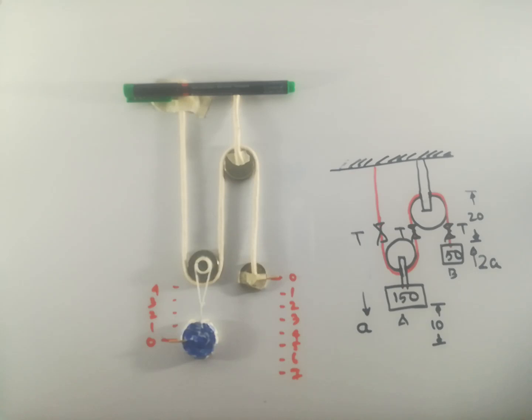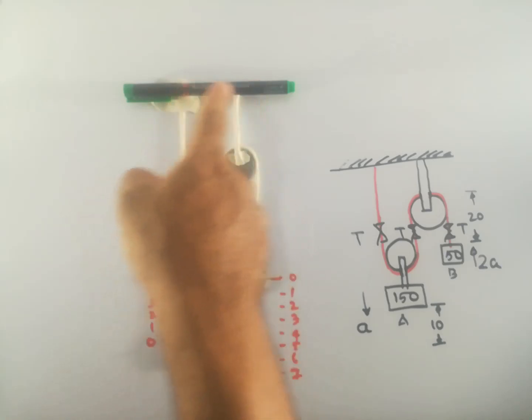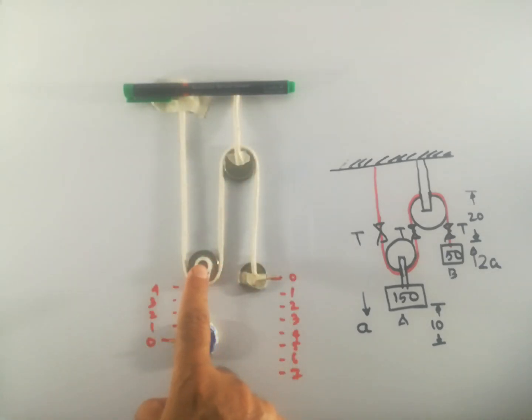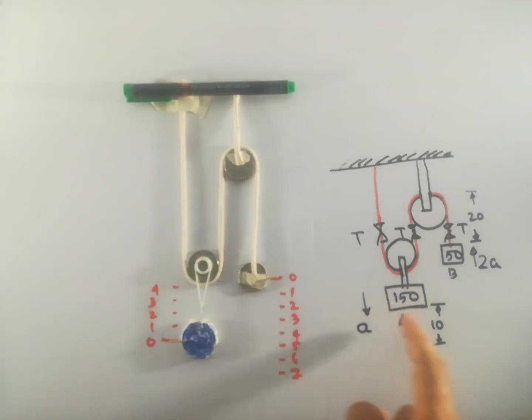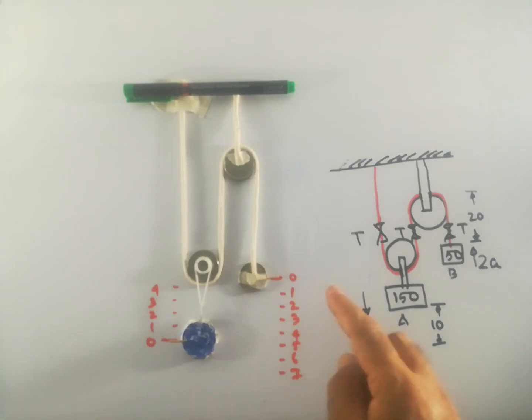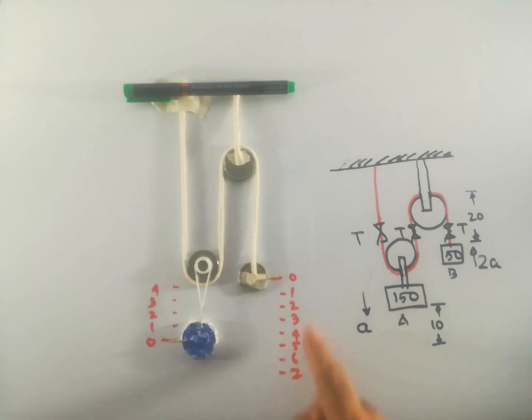See, here I have two pulleys. This pulley is supported on this bar. This pulley is freely put on this loop. This pulley is carrying a load of, say, as in our case, 150 Newton. And here is a load of 50 Newton. Okay. To demonstrate the concept, I have marked 7 centimeters from 0 to 7. These are centimeters, and I have put a pointer also.